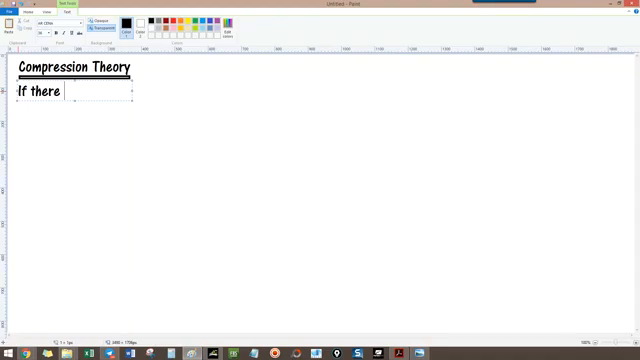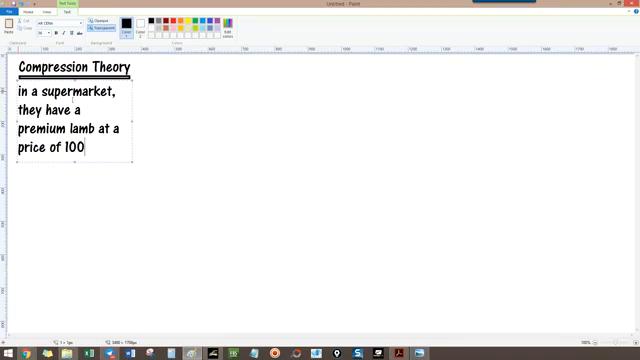If there is a lot of premium beef. Okay, I will give you example for beef. Okay, beef or lamb. Okay, premium lamb in a supermarket, and they have a premium lamb at a price of maybe $100. Okay, 100 USD per kg.